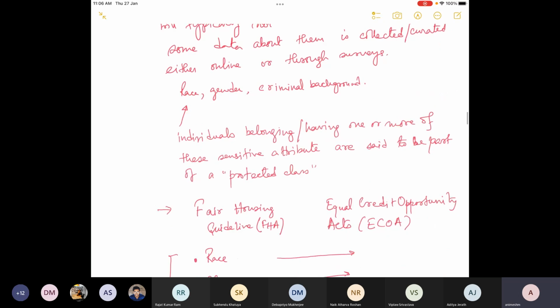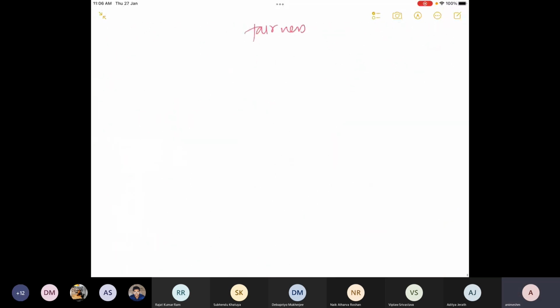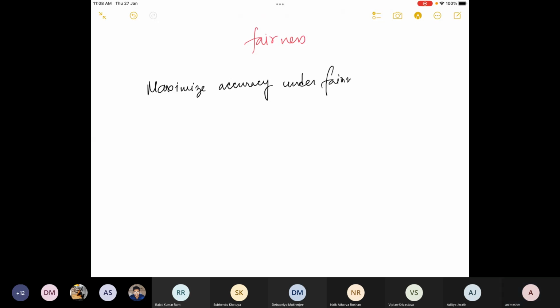Okay, so last day we had been discussing two different setups in which we could ensure fairness in a binary classification task. One was where we were trying to maximize accuracy under fairness constraints, and the second one was maximize fairness under accuracy constraints.